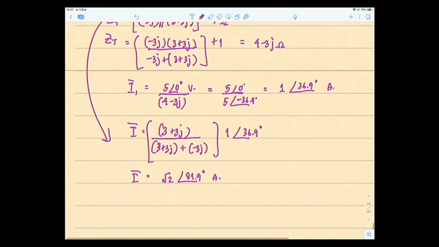And this is in the phasor domain. The question asks for it in the time domain, so convert this back into the time domain. This is the magnitude, the amplitude, so root 2 cos, omega doesn't change, so it's 3t, and the phase angle is plus 81.9 degrees amps. So this is your answer.